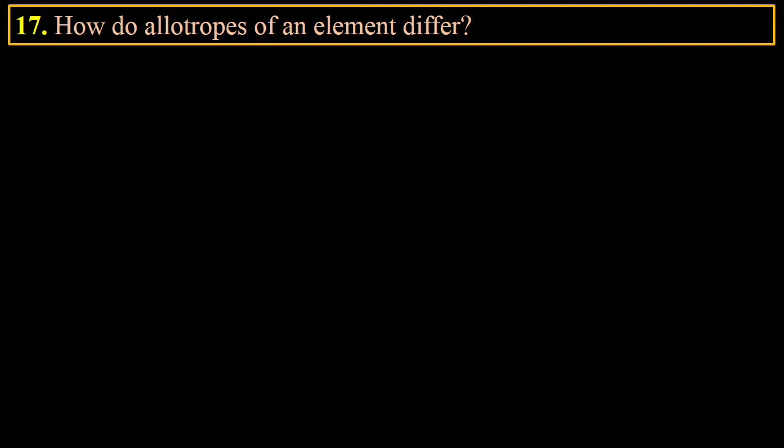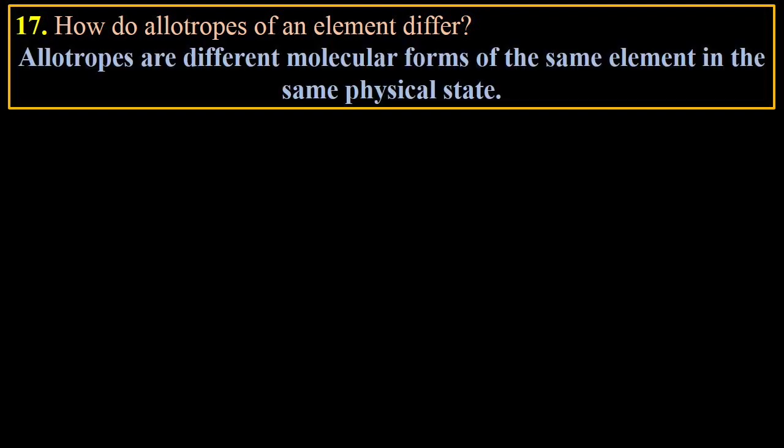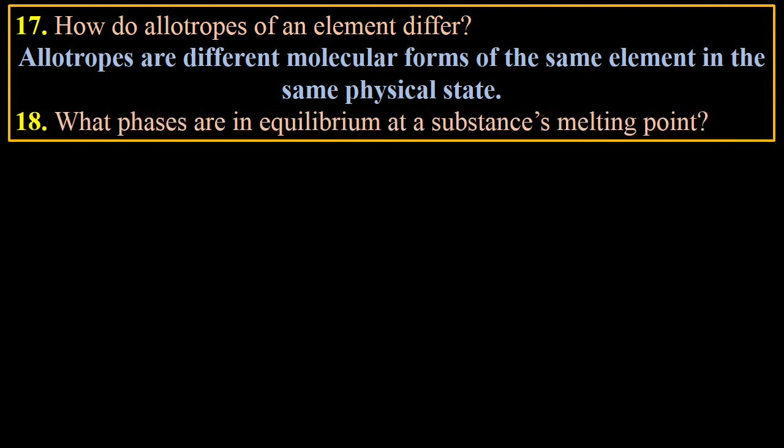How do allotropes of an element differ? What are allotropes? Anyway, what does that mean, allotropes? Allotropes are different molecular forms of the same element in the same physical state. And we'll talk about that a little bit more later.